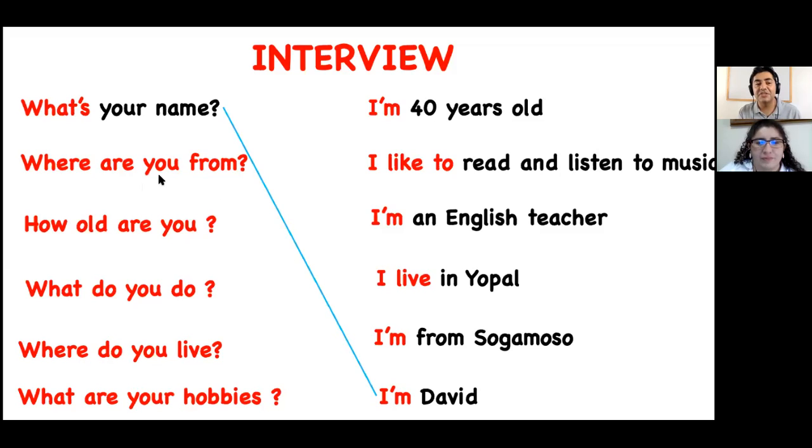Okay. Now the next question. Where are you from? I'm from Sogamoso. Excellent. How old are you? I'm 40 years old. Okay. Soy muy mala para el inglés.